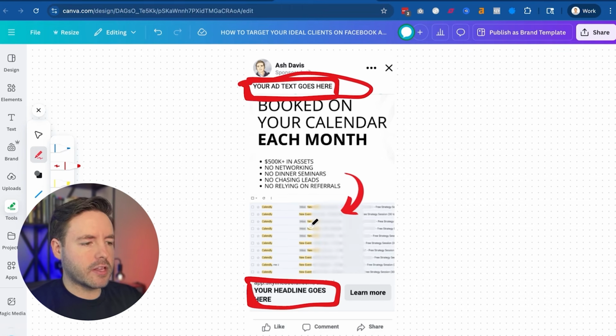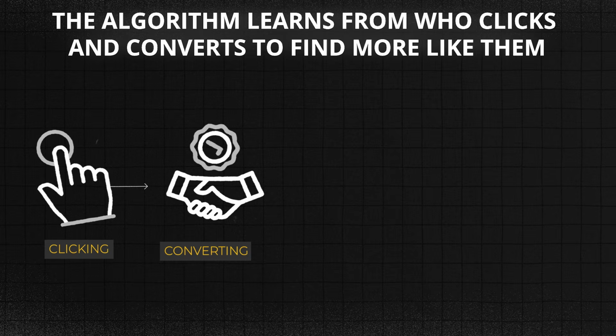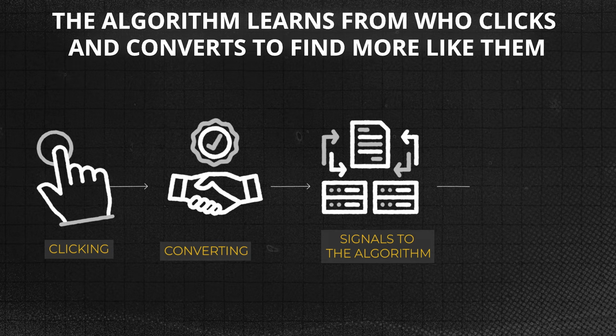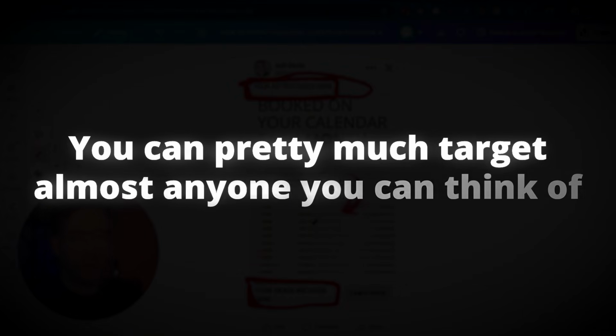Because what happens is Facebook and Instagram and TikTok and all of these ad platforms look at who are the people that are clicking on the ad, who are the people that are actually converting from the ad, and then it sends those positive signals back to the algorithm so that it can find more people that match that criteria.